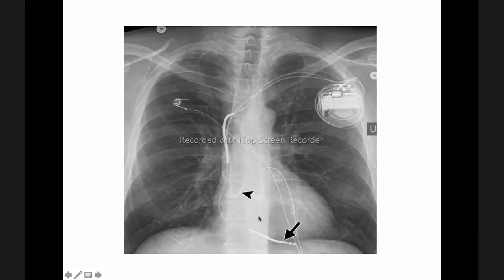There are some older ones that they just used to use to pace the ventricles without pacing the atria. Those are also useful in atrial fibrillation, because it's useless having the atrial lead. You just need the ventricular one. But this one is what we call a dual chamber, because it's going to the right atrium and also to the right ventricle. So it's going to the two chambers on the right side. Okay. So this is called a dual chamber pacemaker.